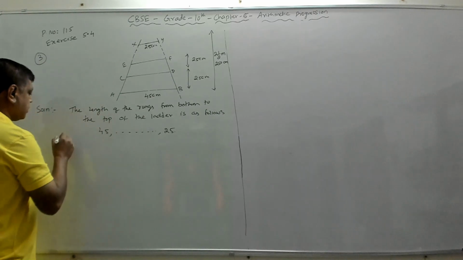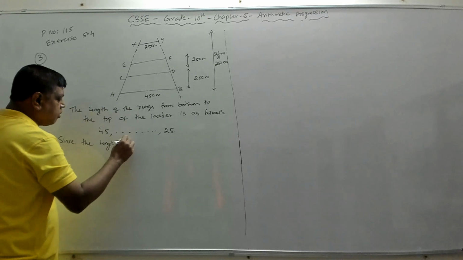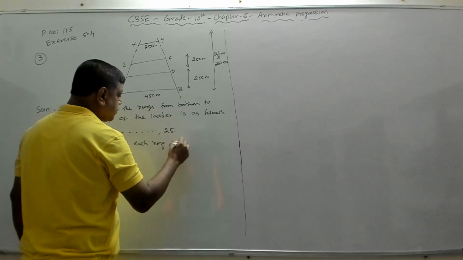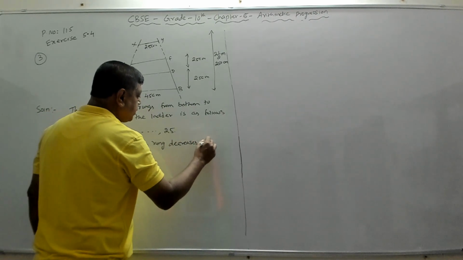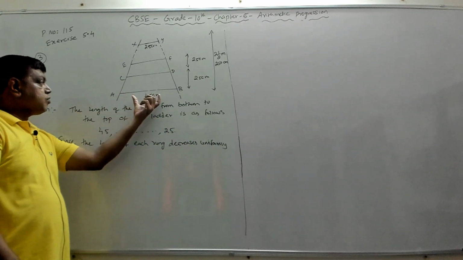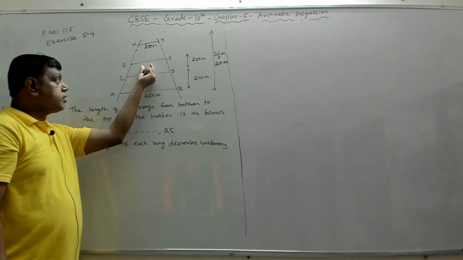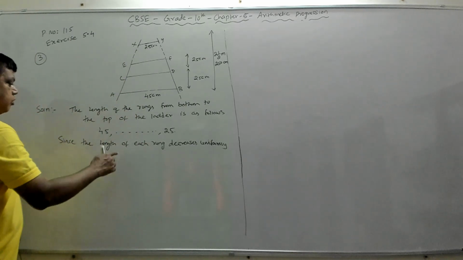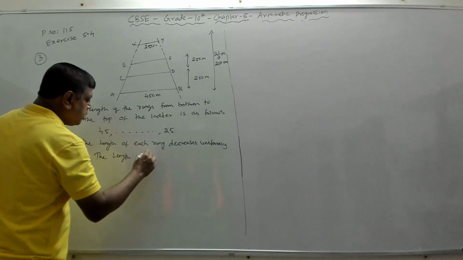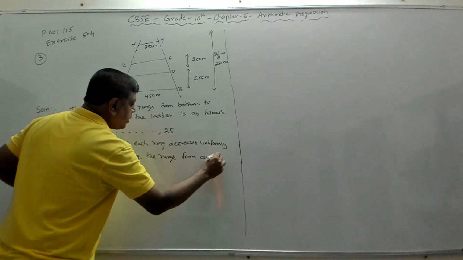It is as follows. Since the length of each rung decreases uniformly, that is given in the question. The length of each rung decreases. 45 means it reduces by some size, the same length, and this also reduces. So they uniformly reduce. Therefore, the lengths of the rungs form an AP. So this is an AP.